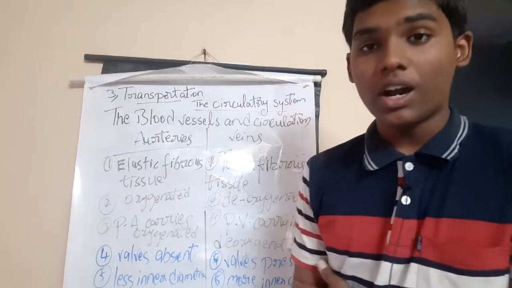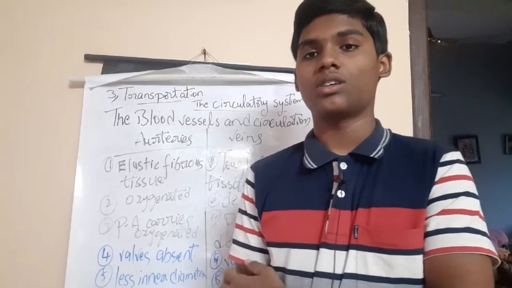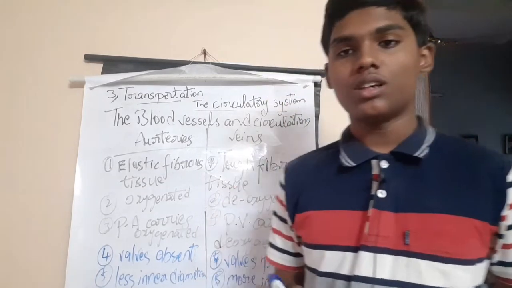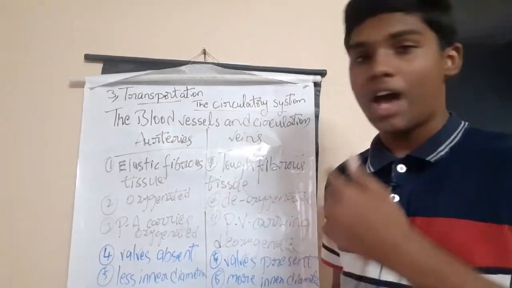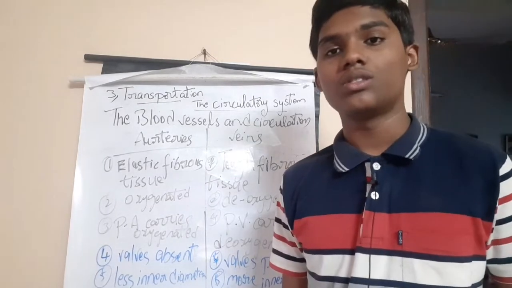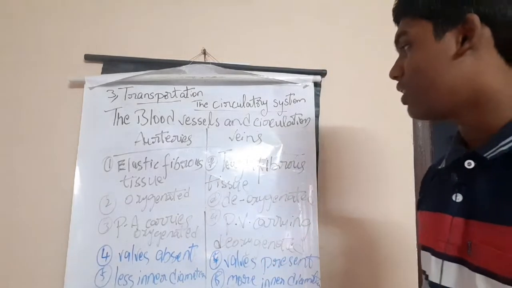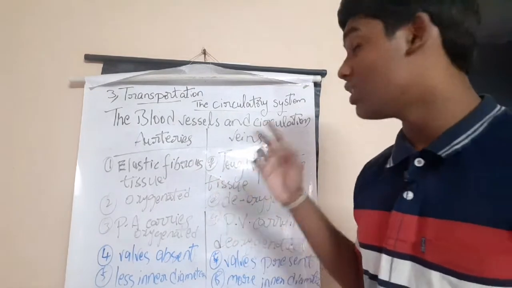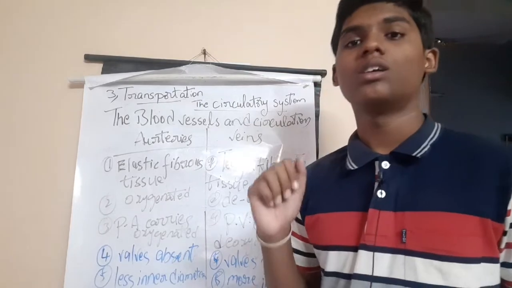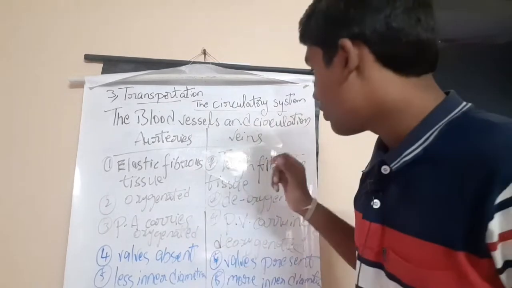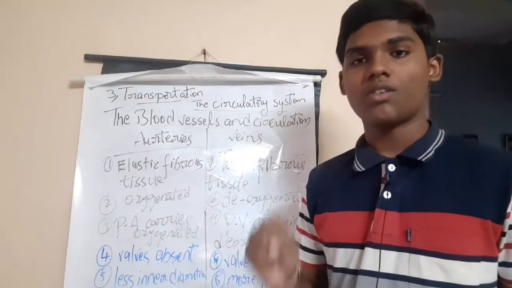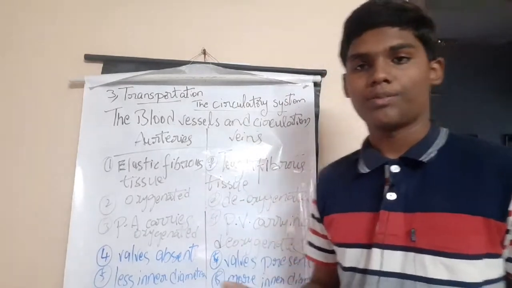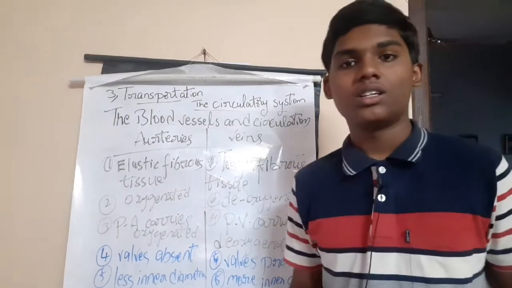Arteries are further divided into arterioles. We already discussed this in blood capillaries: arteries are further divided into arterioles and veins are further divided into venules. Arteries are 3 types: systemic artery, pulmonary artery and coronary artery. And veins are 4 types: superior vena cava, inferior vena cava, pulmonary vein and coronary vein. Now 7 differences are over.